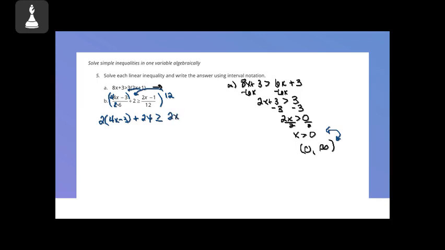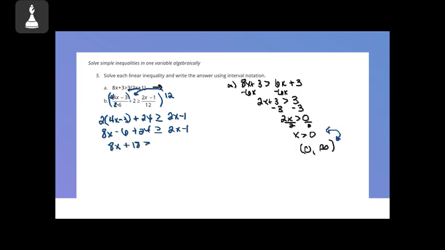Next thing I'm going to do is distribute. 2 times 4x is 8x. 2 times negative 3 is negative 6. Plus 24 is greater than or equal to 2x minus 1. I can combine the number terms on my left. 8x will make plus 18 is greater than or equal to 2x minus 1.